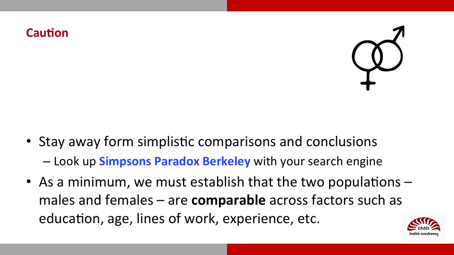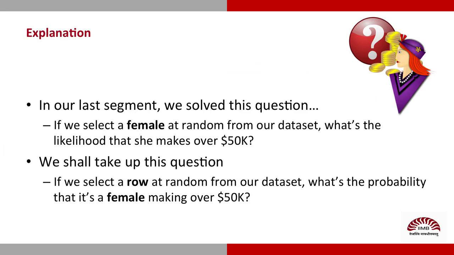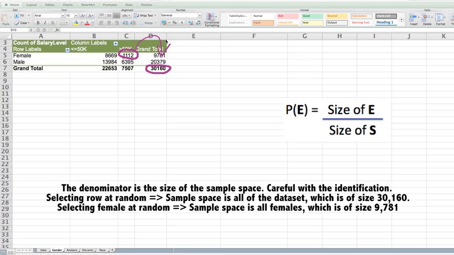There may be many more factors at play like education level and so on. So advanced techniques like regression help us control for these factors and suggest what to expect. Then we would be stating the probability of randomly selecting a female making over 50K from this data set as 1112 over 9781 instead of 1112 over 30160, which is the right answer. That's a colossal mistake. I'm afraid so.